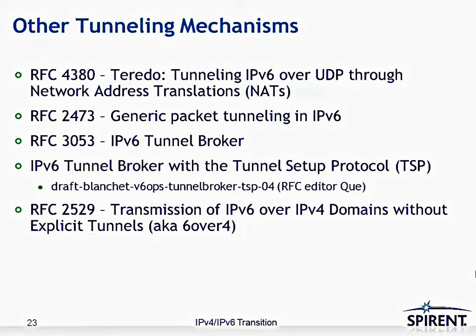So now that we've described some of the most common tunneling mechanisms used today, 6-to-4 to tunnel IPv6 packets across the IP version 4 internet, and 6RD to tunnel IP version 4 packets across a service provider's IPv4 network. Also DS-Lite to tunnel IP version 4 packets across the service provider's IPv6 internet. There are some other tunneling mechanisms out there for more specific types of stuff.